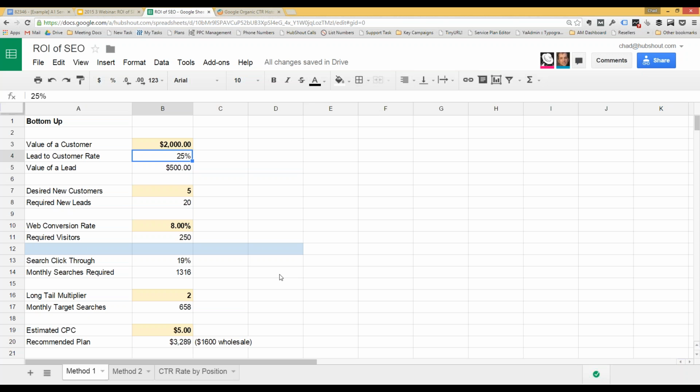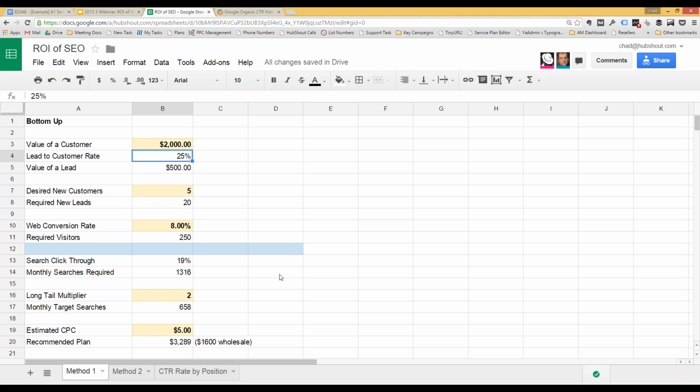Now, for this model, what I wanted to look at was, again, a bottoms-up approach: like, how much new business are you looking for, so that we could size up the plan that we would need in order to get them that business. So in this case, my fictitious scenario here is a customer looking for 5 new customers a month. Well, then I know that I need to get 20 leads, right?